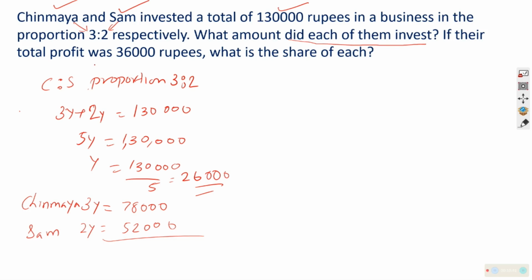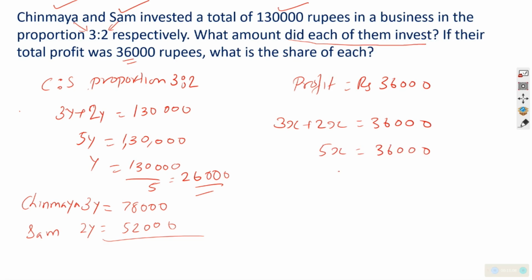Understood? The second part of the question, they had a profit of 36,000. That also will be divided in the same ratio. That means the profit is equal to rupees 36,000. So here also 3x plus 2x is equal to 36,000. This is the profit. 5x is equal to 36,000. X is equal to 36,000 upon 5. It is equal to 7,200.